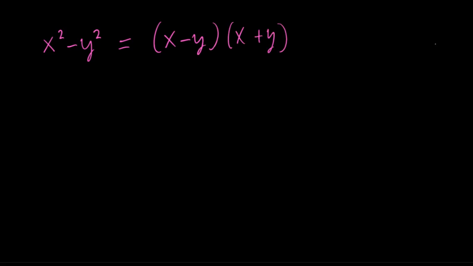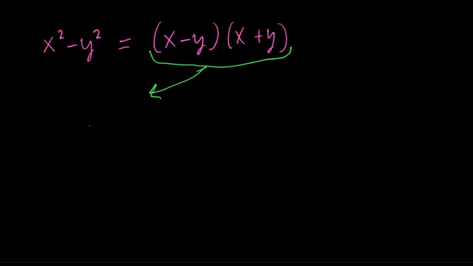any expression that's the difference of two squares will take this form: x squared minus y squared. And it can be rewritten in this way: x minus y times x plus y. Now let's multiply that out just to prove that it's equal.